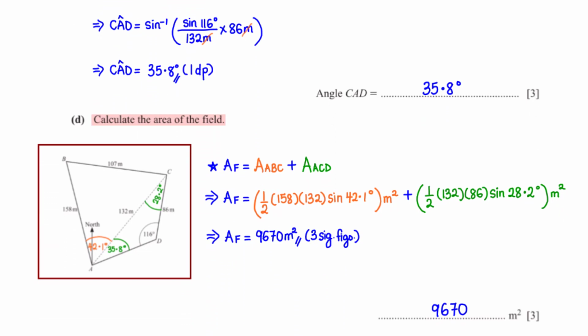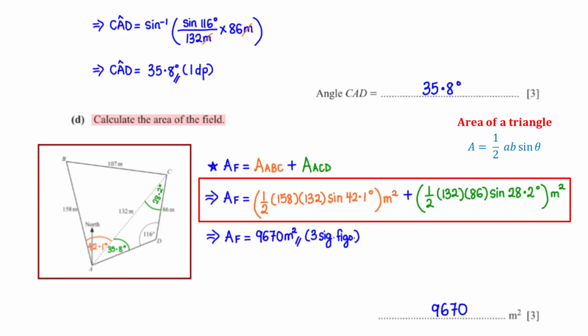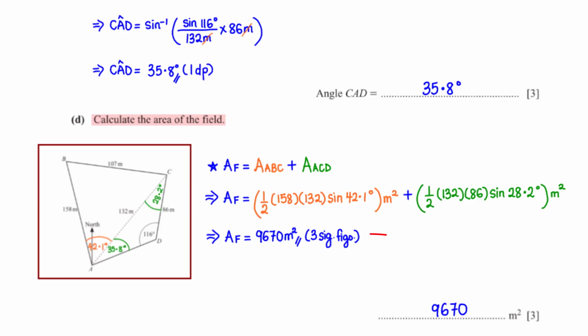Calculate the area of the field. The area of the field is equal to the area of triangle ABC plus the area of triangle ACD. When we apply this formula to each of the triangles, this is what we have. When we type this into the calculator, we get 9,670 meters squared rounded to 3 significant figures.